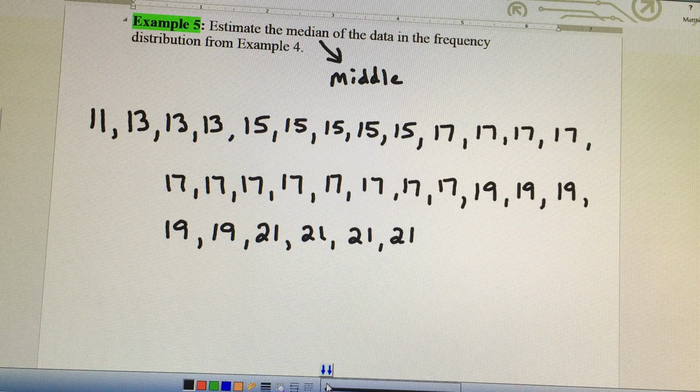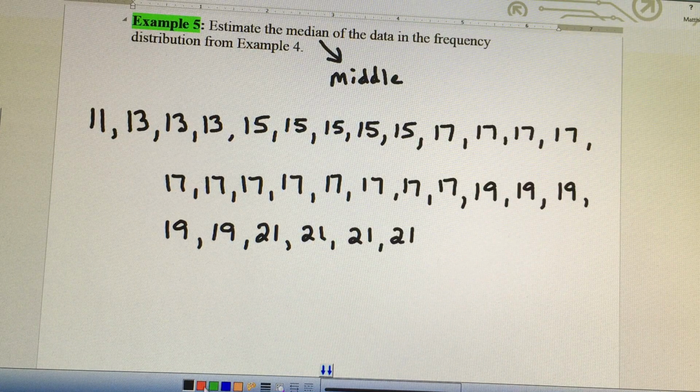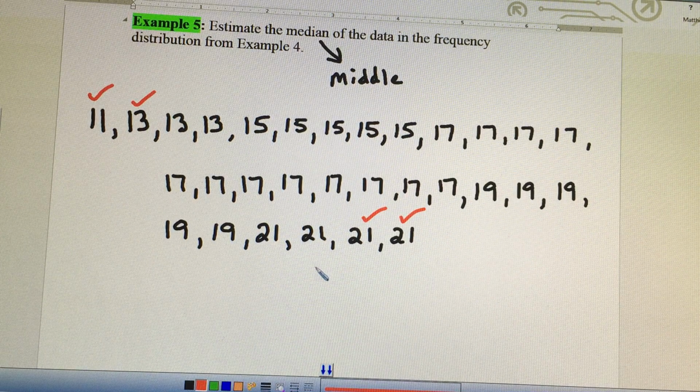And the very last thing that we're going to ask you to do here is to find the middle. So once again, cross off the first one and the last one, the second one and the second to last one, and work your way toward the middle. You can go ahead and pause the video right now and find out what the median is for this set of data.